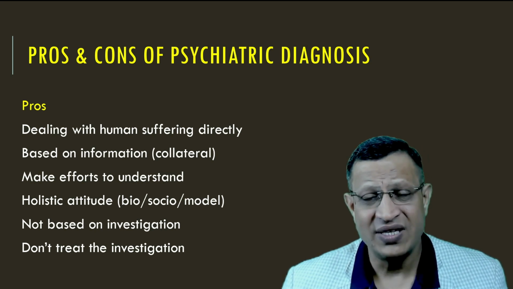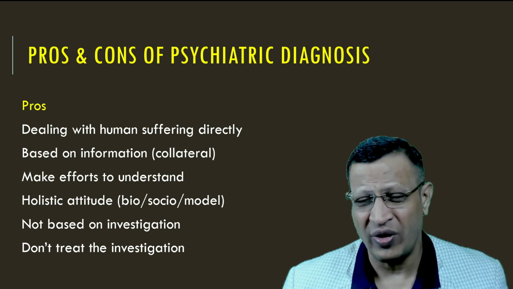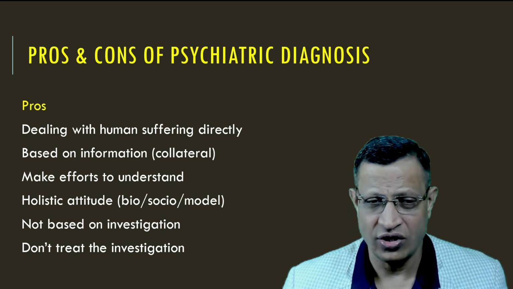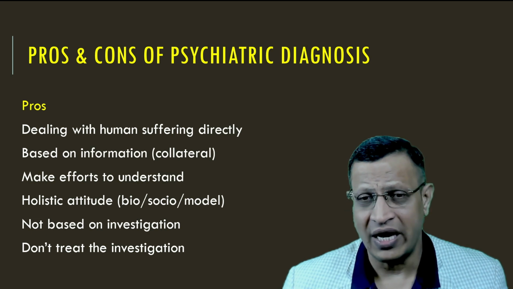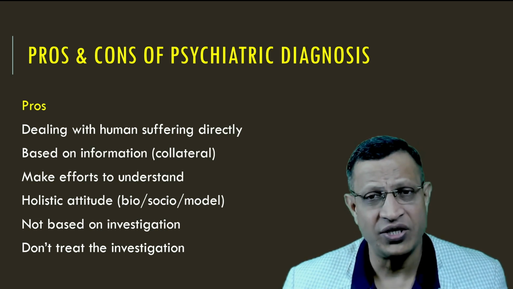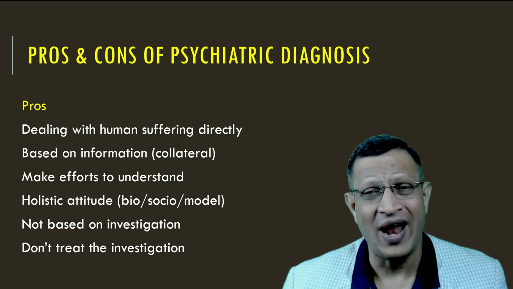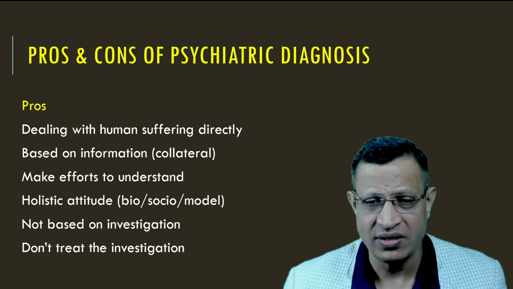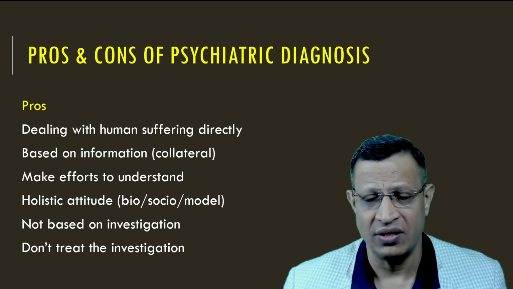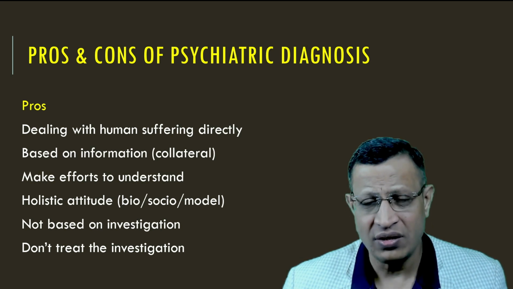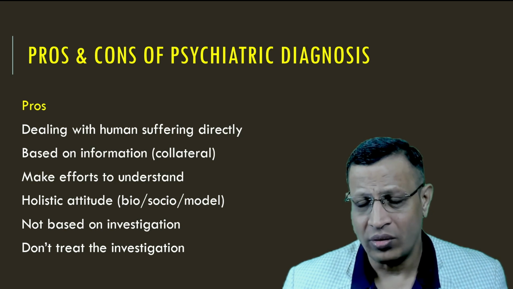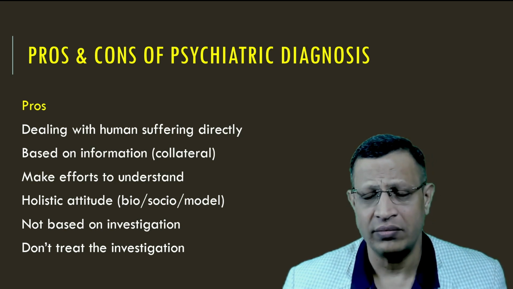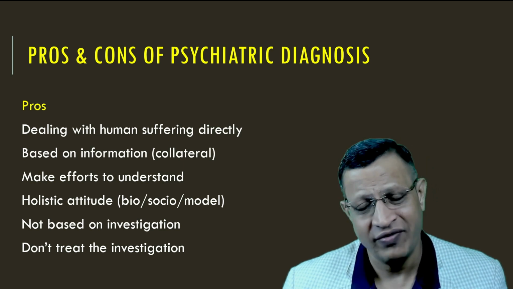But in psychiatry, you will be seen by the psychiatrist first, and he will decide whether to rule out any other neurological or neurosurgical condition, and only then is the investigation ordered. Invariably, the investigation done by a psychiatrist will be very minimal. Hence, you deal with the patient as a whole, based upon collateral information provided by the patient and family members, and you make all efforts to understand the patient. Why he is feeling this way, what his cognition is, how his behavior is, under what circumstances it is occurring, and biological, social, and other models are considered to reach the diagnosis. It is not based on investigation, and we don't treat the investigation even in physical conditions.